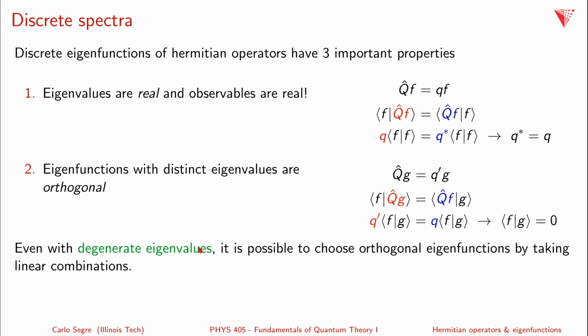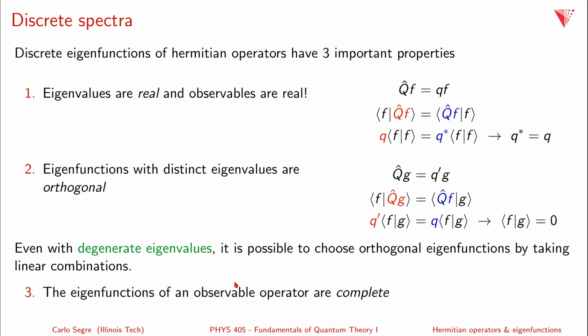One note: we said you can have degenerate eigenfunctions and degenerate eigenvalues. It's still possible to choose orthogonal eigenfunctions by taking linear combinations. And finally, 3, the eigenfunctions of an observable operator are complete. That is, the eigenfunctions span the Hilbert space and allow you to make any arbitrary function out of them. We're not going to prove this, but it's an axiom that comes from Dirac's equations.